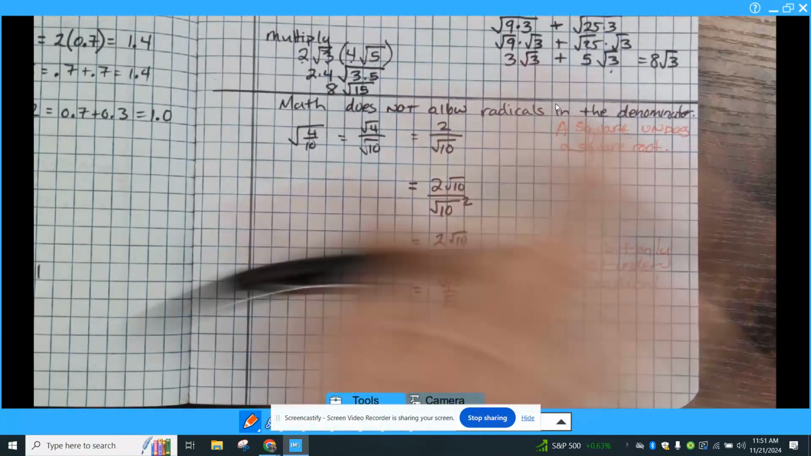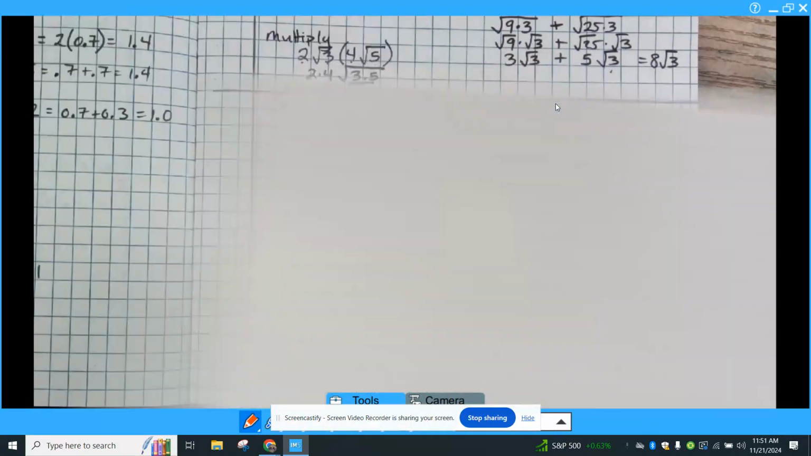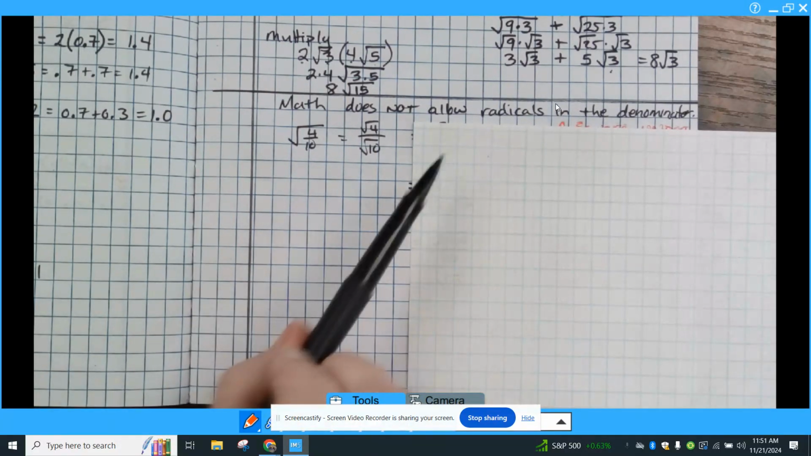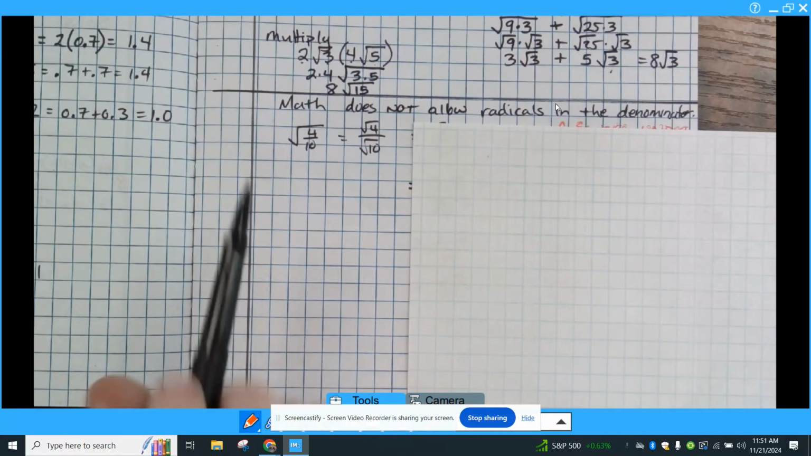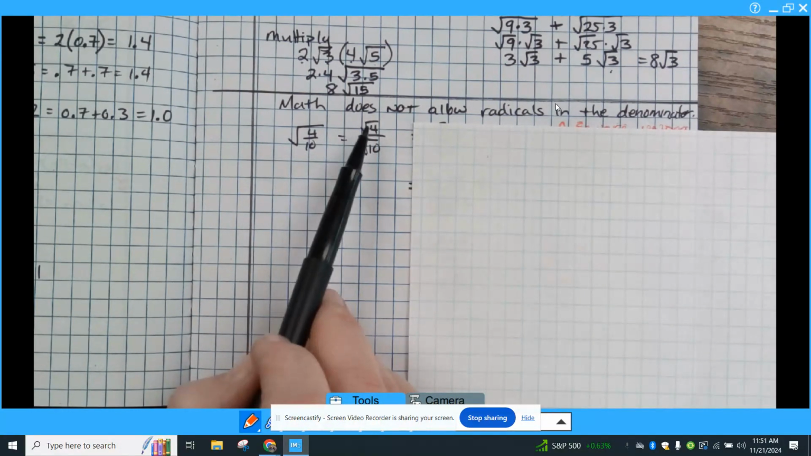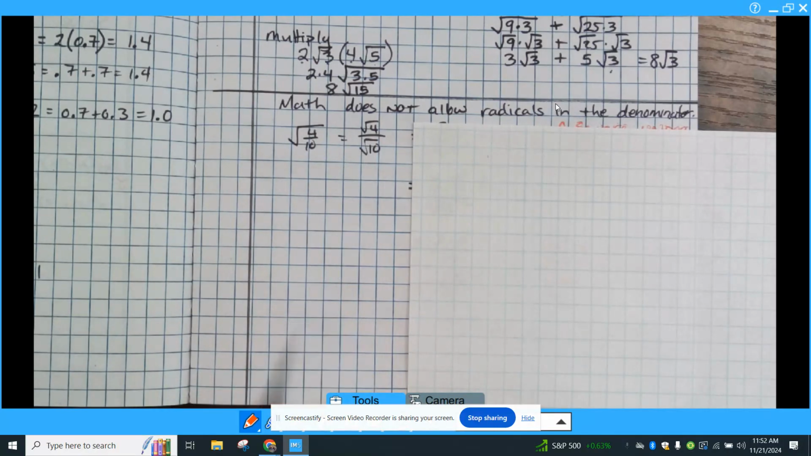Okay, so with division, which is what this one is, I already have some steps here. I'm going to cover them up so you guys can pay attention. Math does not allow radicals in the denominator. So we've got square root 4 over 10. We can separate those out. Square root 4 over square root 10.